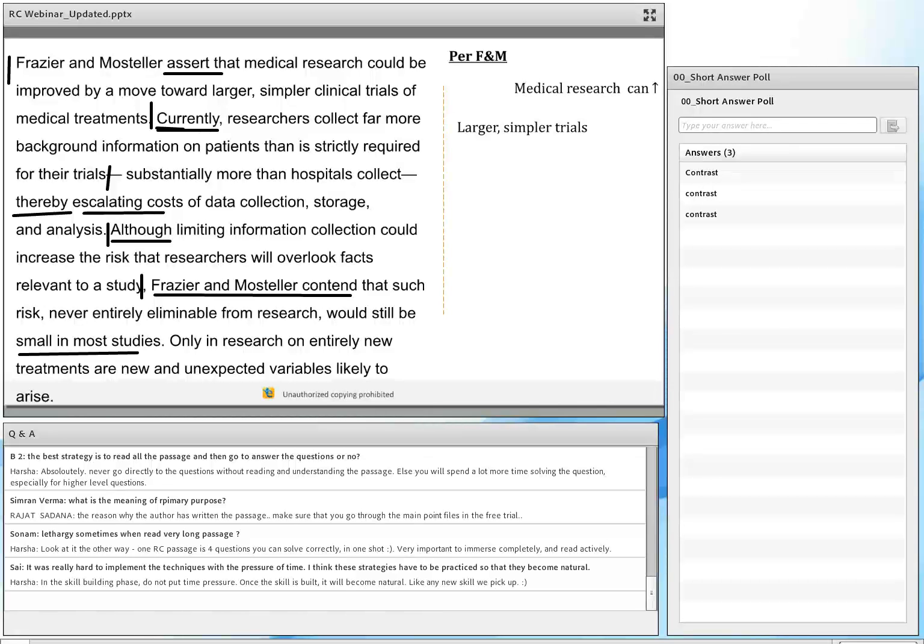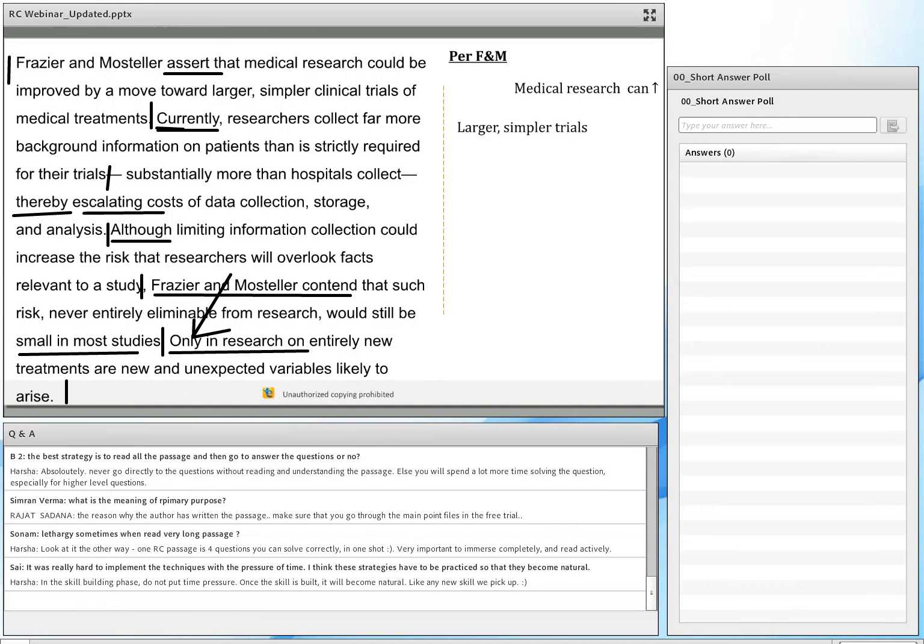So FNM say, hey, such risk, never entirely eliminable, would still be small. So here is a case where the author is crediting FNM. But then again, when you look at this, only in research on entirely new treatments or new and unexpected variables likely to arise. Only is a very important keyword. Why is only a very important keyword? Okay. It limits the scope, exception, that's good.